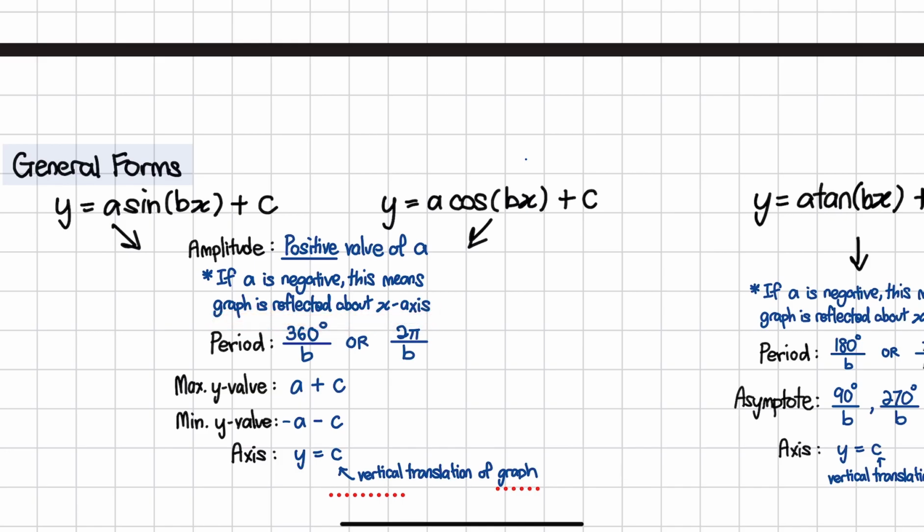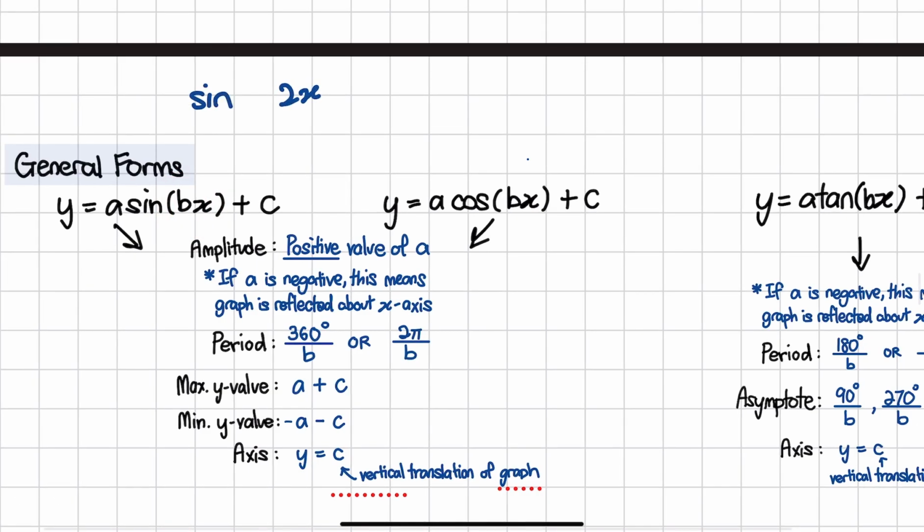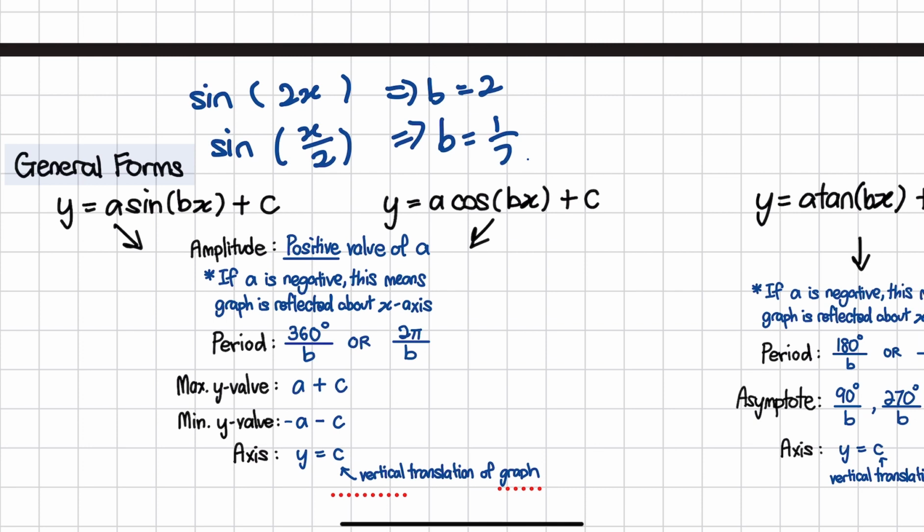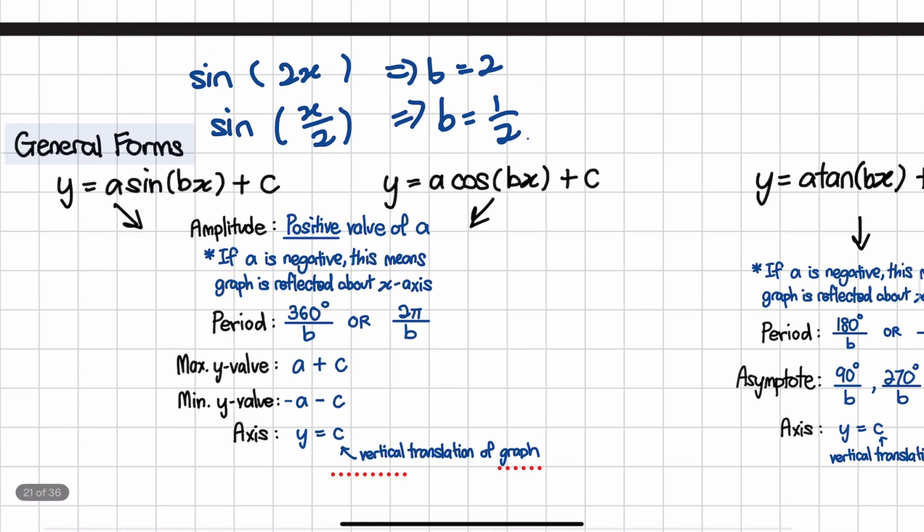How to calculate period of sine and cosine function is basically 360 degrees or 2 pi divided by b. B is the number multiplied to x. So for example, if the number here is 2x, for example sine 2x, here the b is equal to 2. Another tricky thing, if it is sine x over 2, the b here is not 2, the b here is half, because this is half multiplied by x. Okay, so make sure, this is when questions will get tricky. Make sure you know how to identify b clearly.